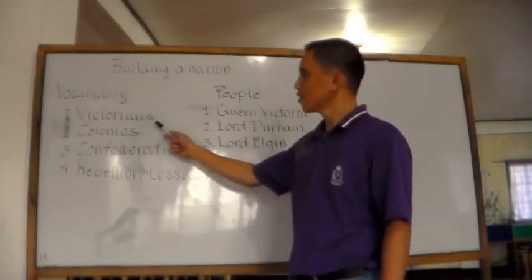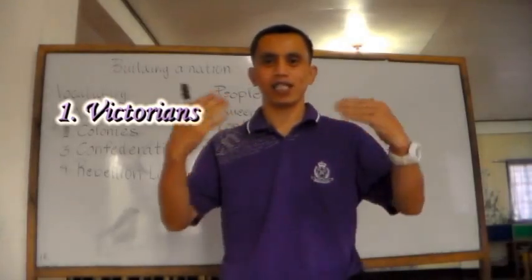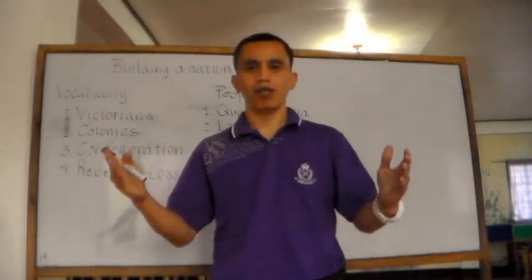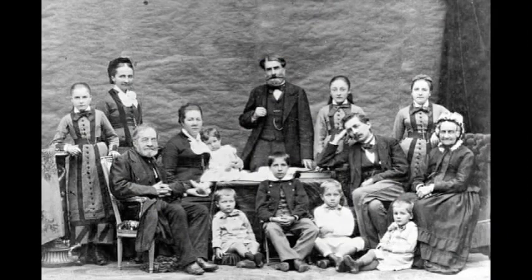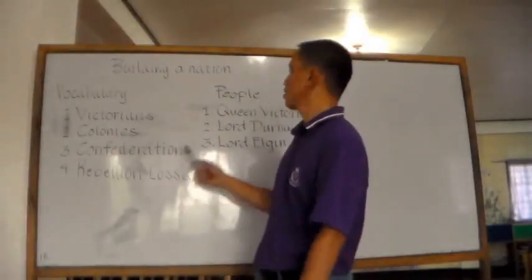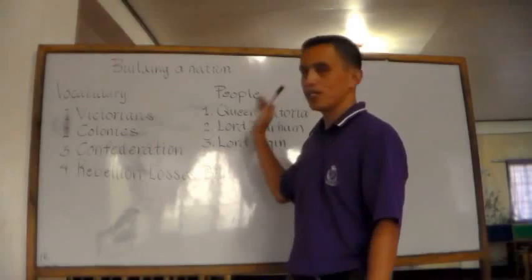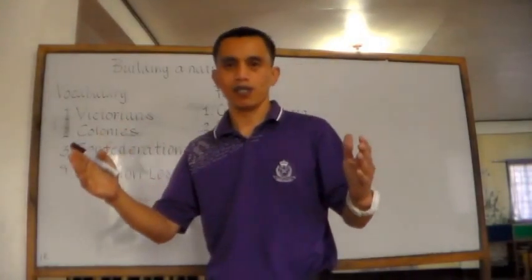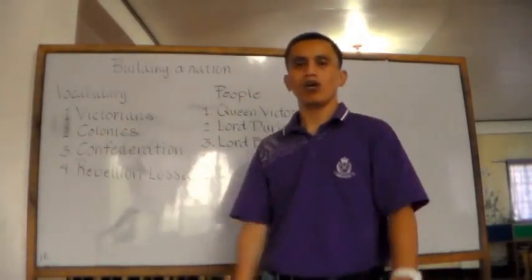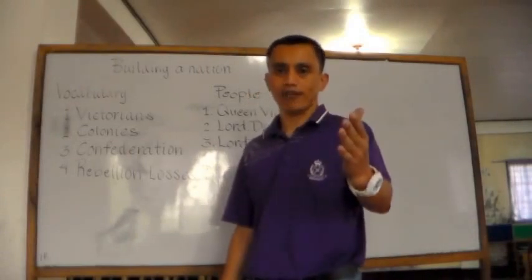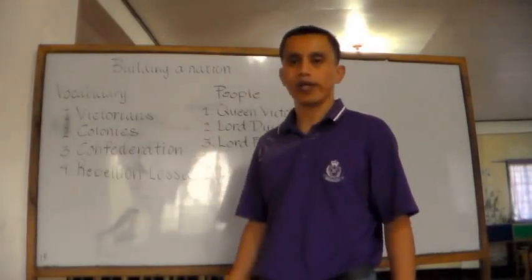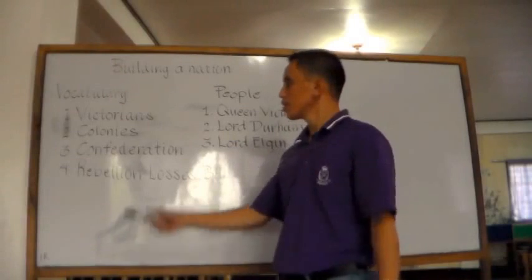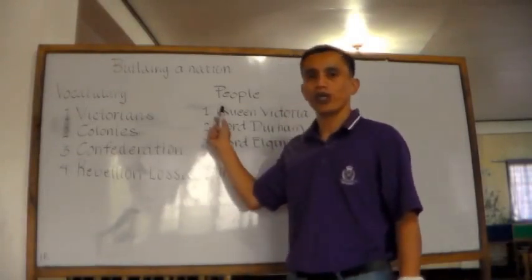Number one, Victorians. Everybody say, Victorians. Yes. Okay, Victorians. Victorians are the people that lived during the reign of Queen Victoria. Let's learn about that later on. Victorians are the British people that lived during the time of Queen Victoria, in 1837 up to 1901. These are the Victorians. Okay?